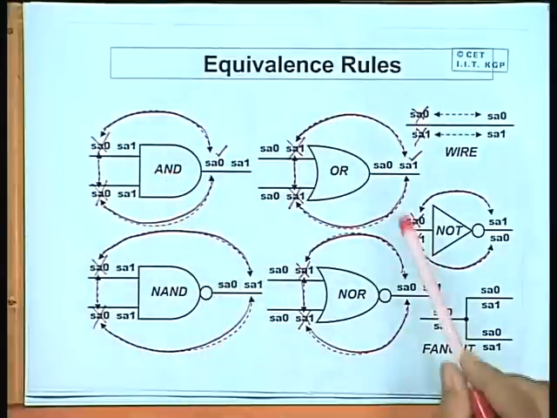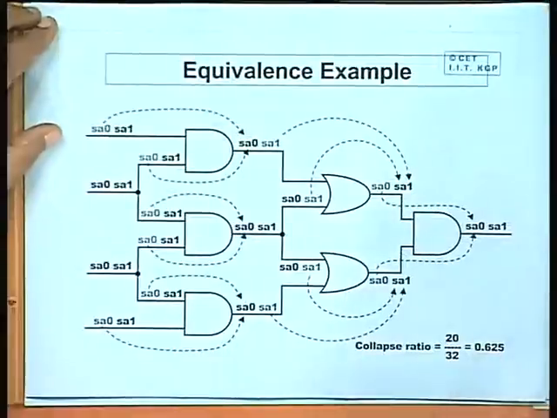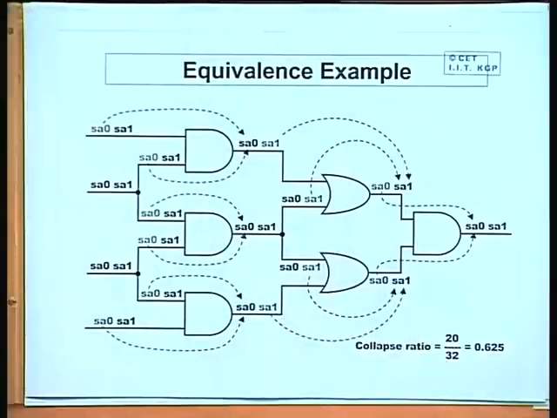So, using these simple equivalence rules, you can reduce the number of faults that need to be considered in a circuit. So, let us take an example to illustrate this. Suppose we have a circuit like this. This circuit consists of only AND and OR gates.